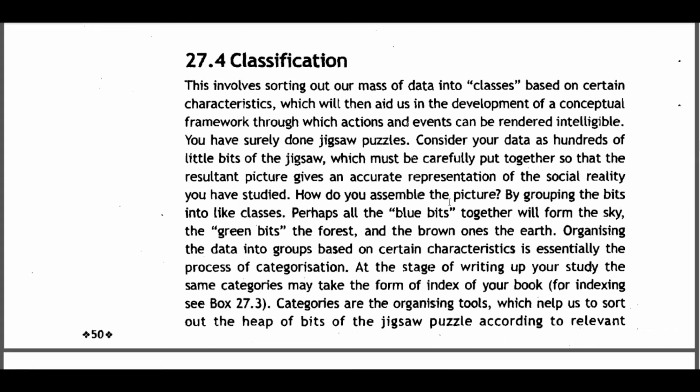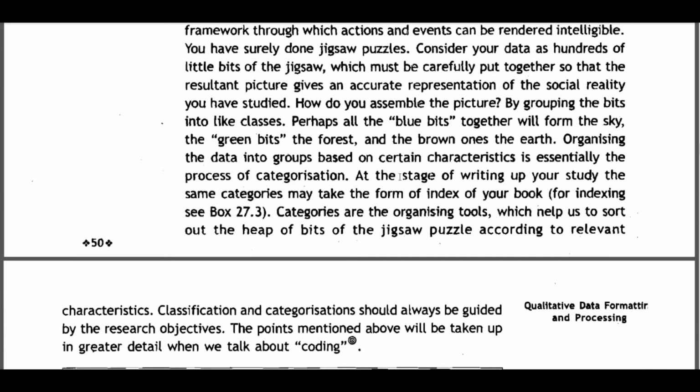How do you assemble the picture? By grouping the bits into like classes. Perhaps all the blue bits together will form the sky, all the green bits the forest, and the brown the earth. And organizing the data into groups based on certain characteristics is essentially the process of categorization. At the stage of writing up your study, the same categories may take the form of the index of your book.